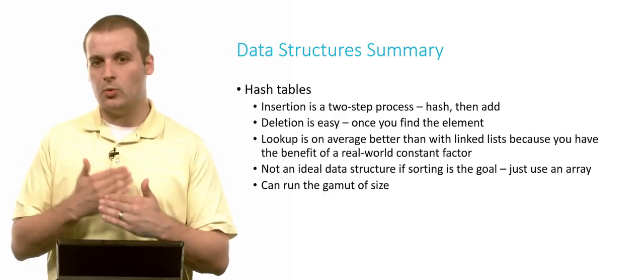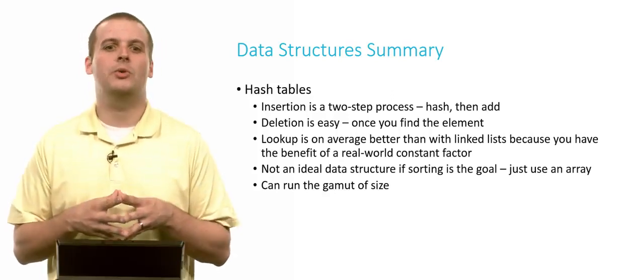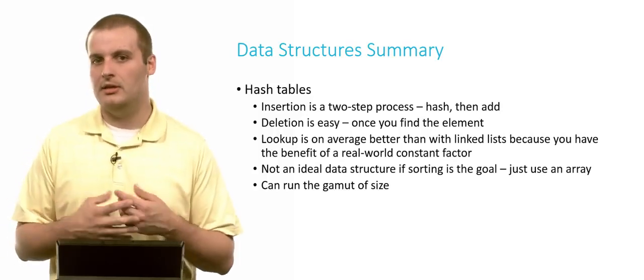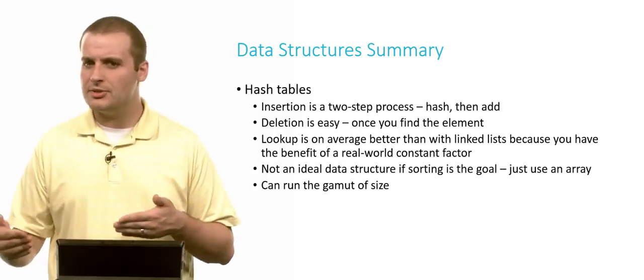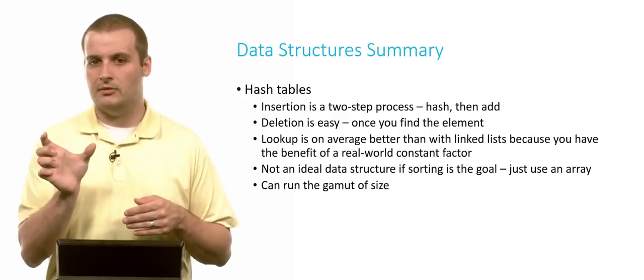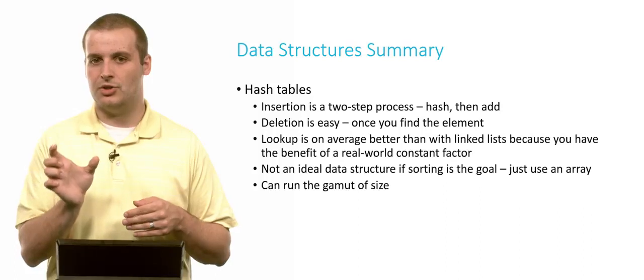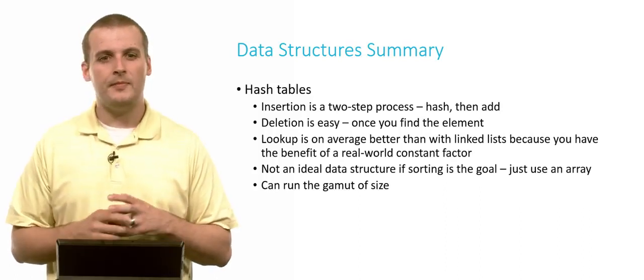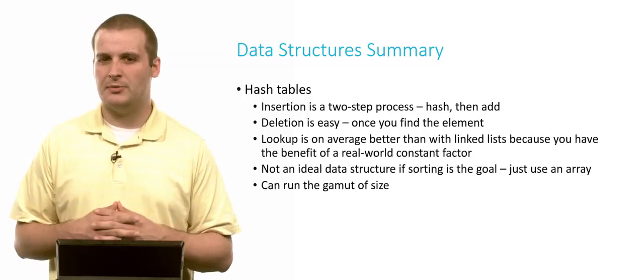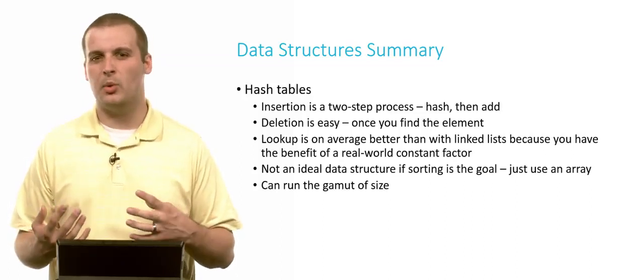And so this real-world constant factor, which we generally don't talk about in time complexity, it does actually make a difference here. So lookup is still linear search if you're using chaining, but the length of the list you're searching through is very, very short by comparison. Again, if sorting is kind of your goal here, hash table is probably not the right way to go. Just use an array if sorting is really important to you.